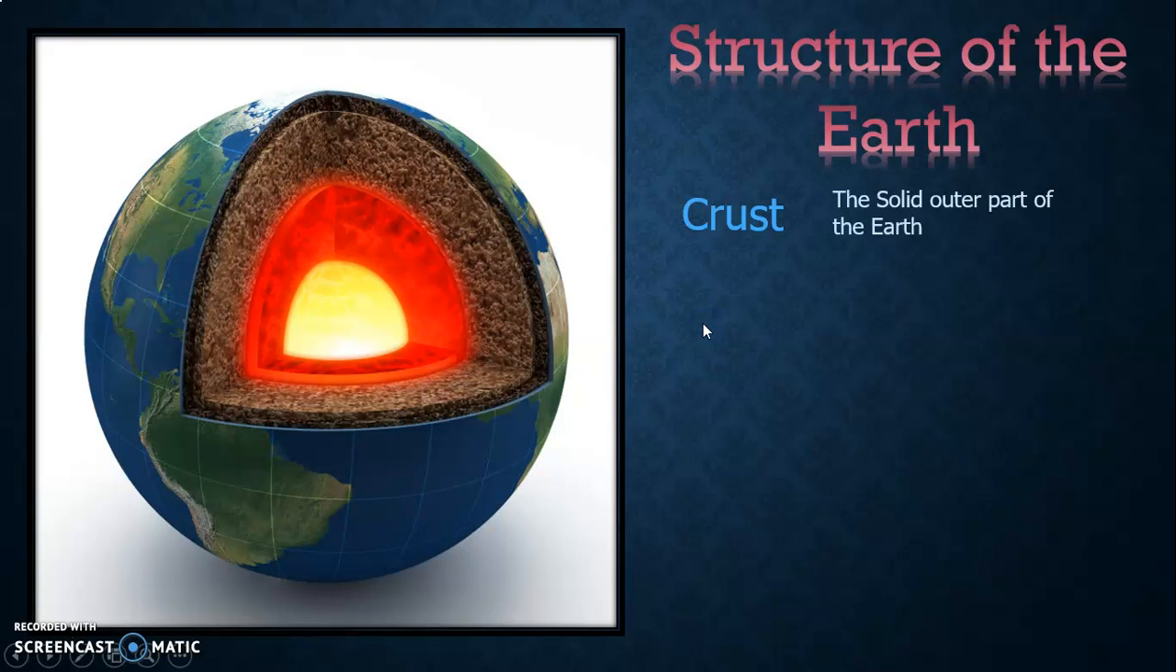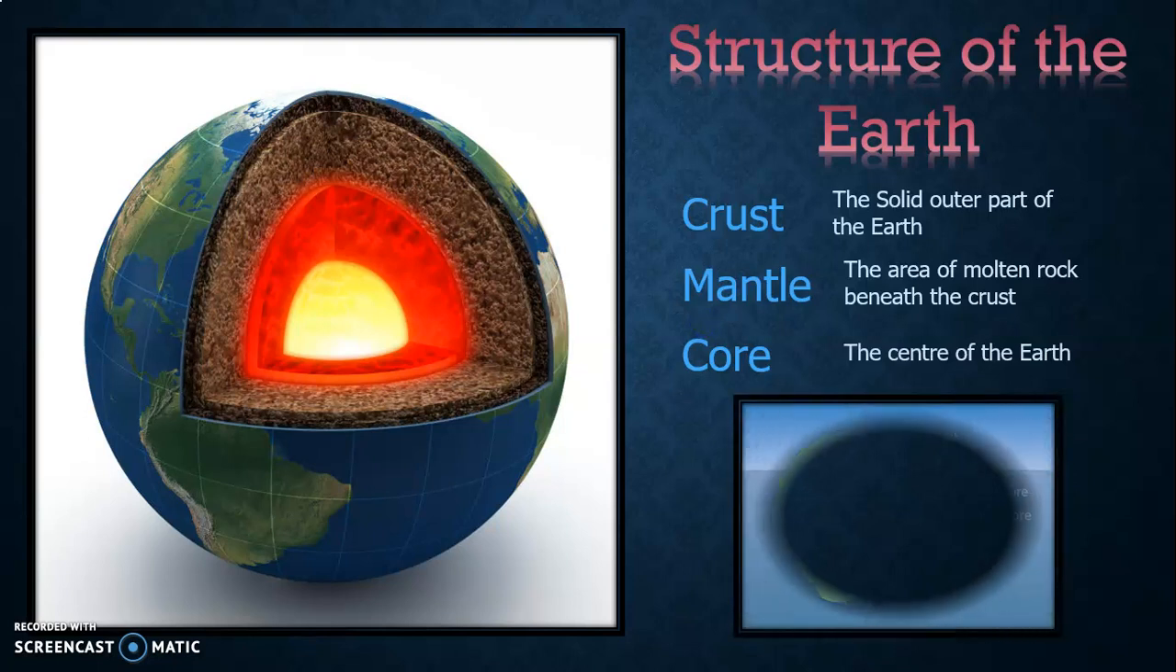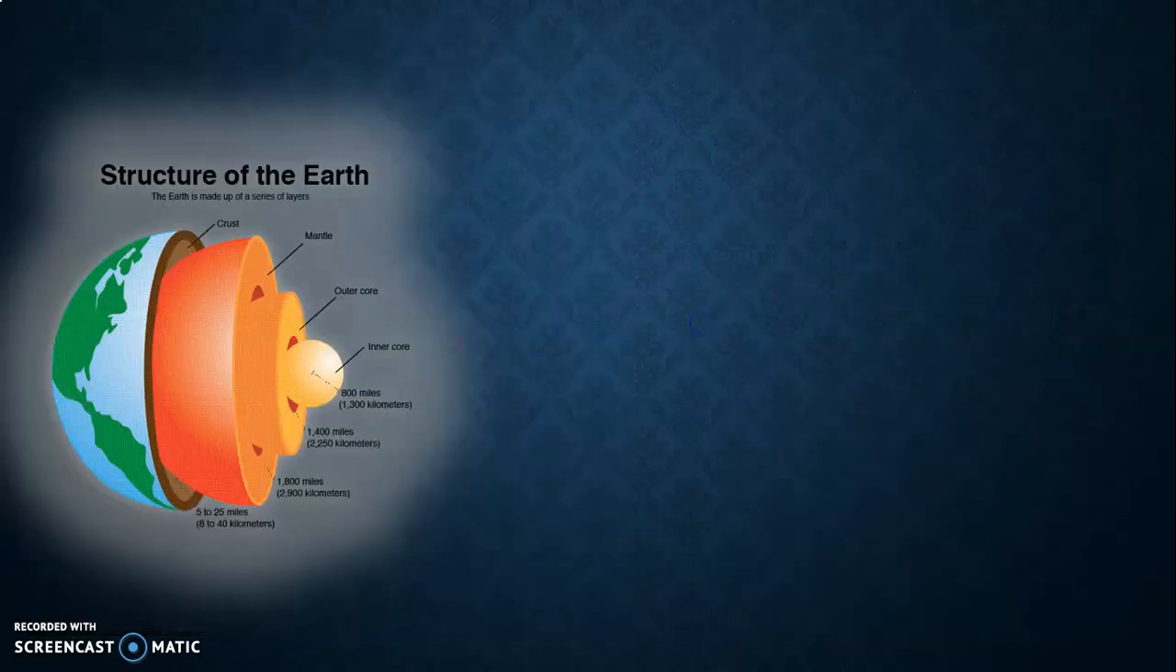The crust is the solid outer part of the Earth, so it'll be like the shell of a nut or the shell of an egg. The mantle is the area of molten rock beneath the crust. The core is the center of the Earth, and this is made up, you can see on this diagram, of the outer and inner core.